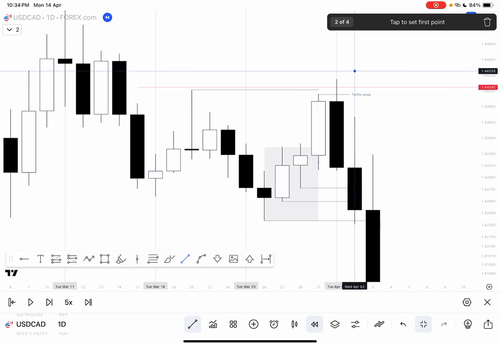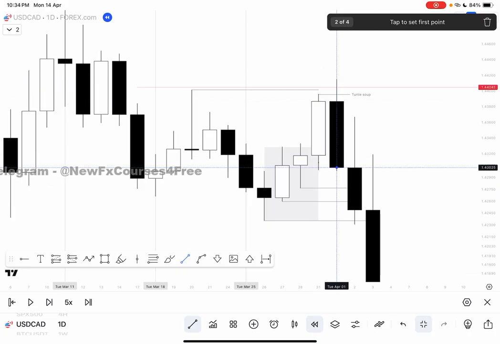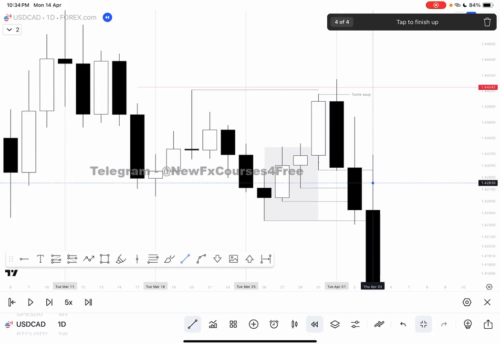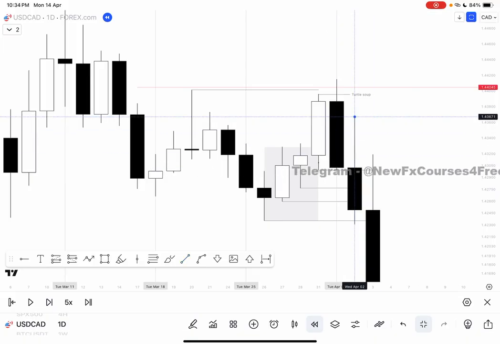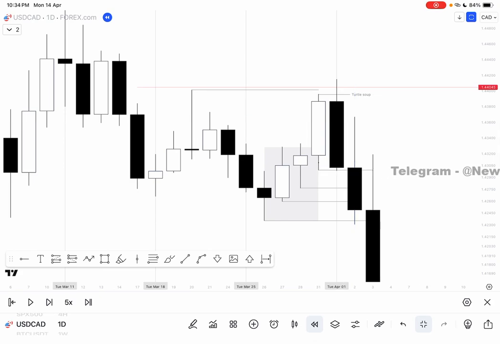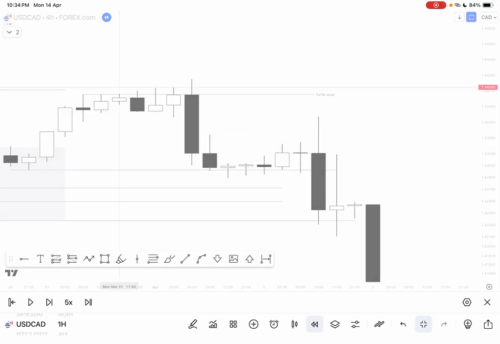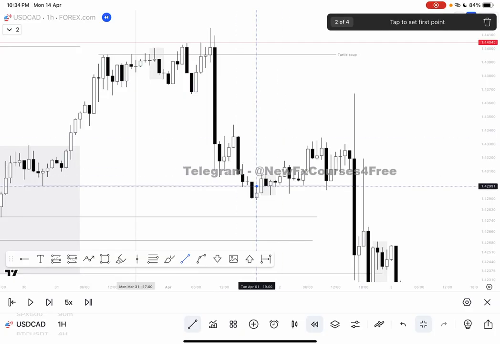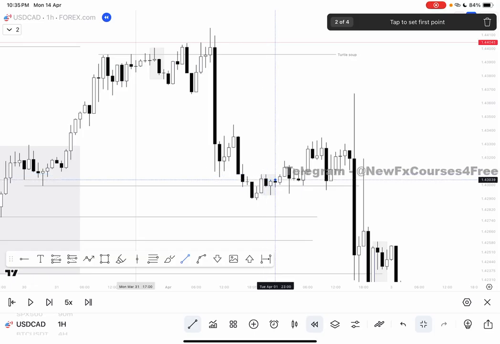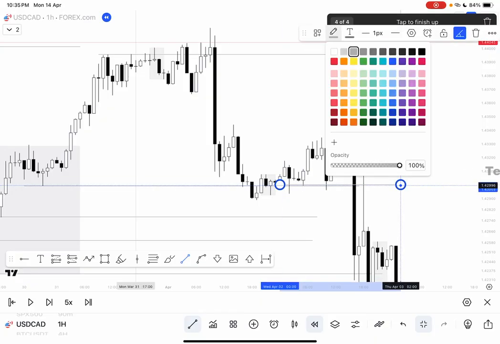Here, CRT: close below, back into the range. CRT low taken by this third candle, open high low close. Sell above the opening price, sorry, and this is the opening price of this candle.